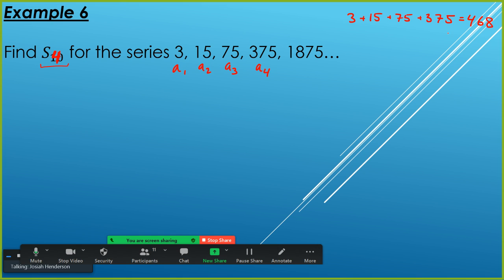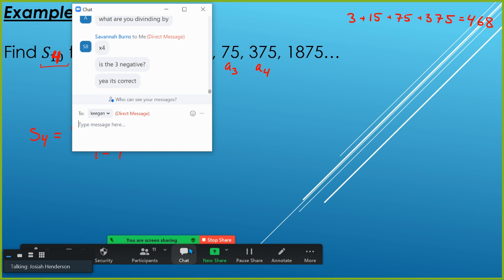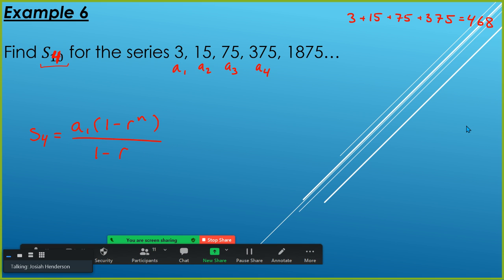Let's try the formula now to make sure that it gives us 468. So S4, the sum of the first four, I'm going to do it blank first. We'll plug in our parts. Thank you, Savannah. Plug in your parts. So first term is 3. R is, what's R? We didn't figure that out yet. We have to find R. What's the common ratio? Help me out.